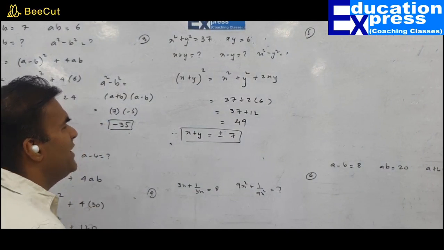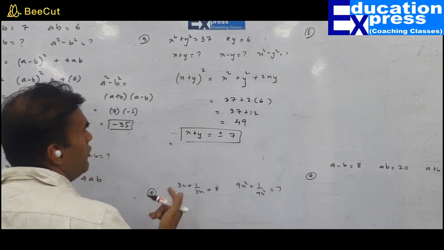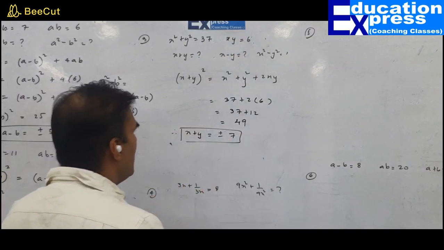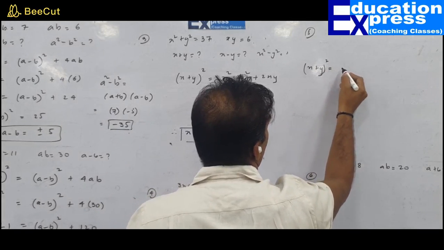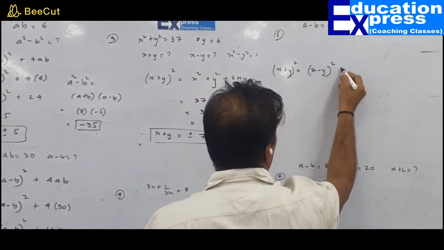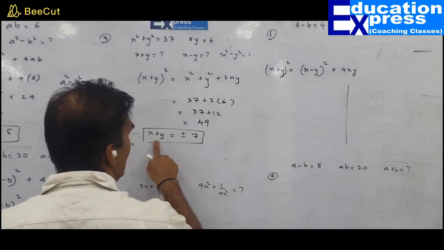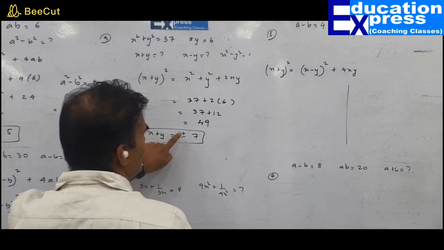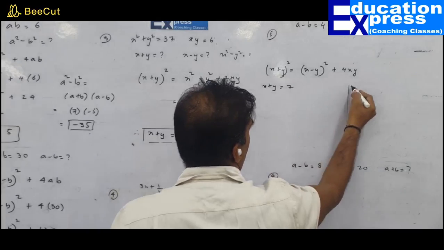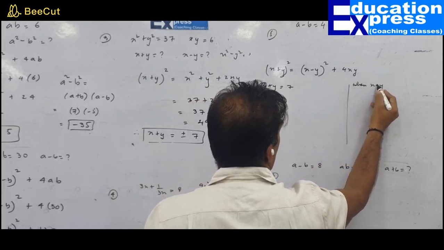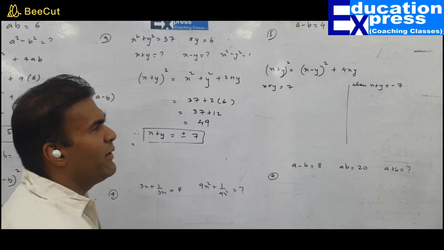Again, recollect what I said. Since x plus y is available and xy is also available, we have to find out x minus y. You can use that linking formula. So what is the linking formula? (x plus y) whole square equals (x minus y) whole square plus 4xy. The most important thing that one must understand is that over here the value of x plus y is 7 and minus 7. So you can say when x plus y equals 7 and when x plus y equals minus 7, two different values, so two different ways of solving the same question.